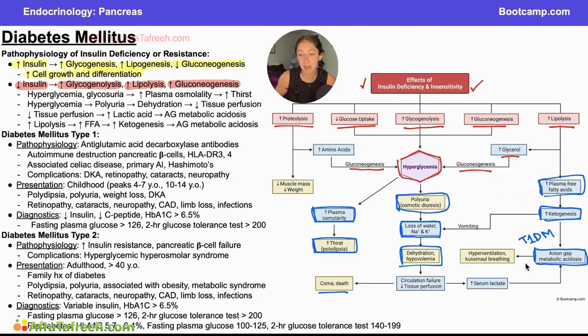So this anion gap metabolic acidosis can lead to hyperventilation, or what we call Kussmaul breathing, as your body is trying to compensate for the acidosis by breathing off more CO2. It's a very rapid, deep breathing.